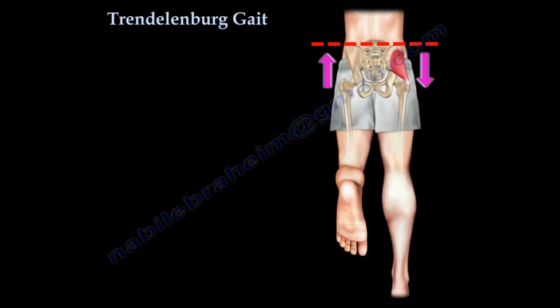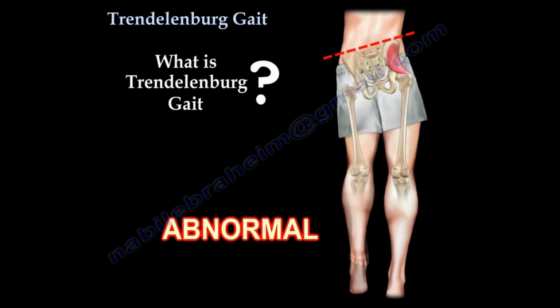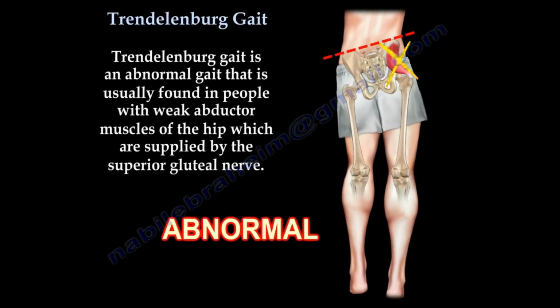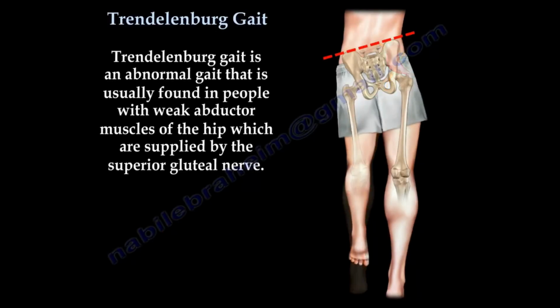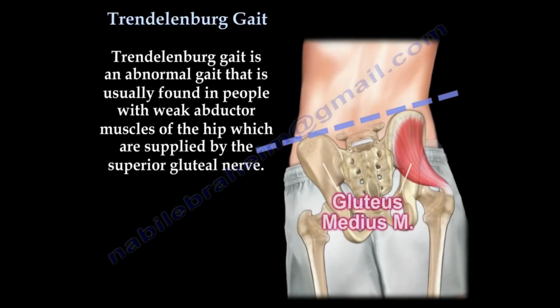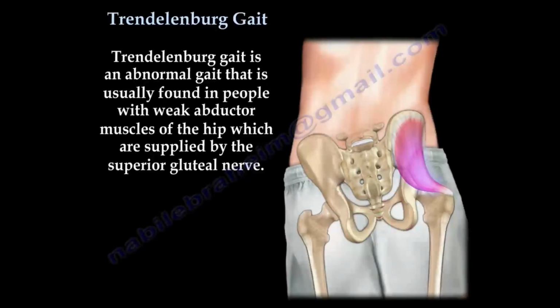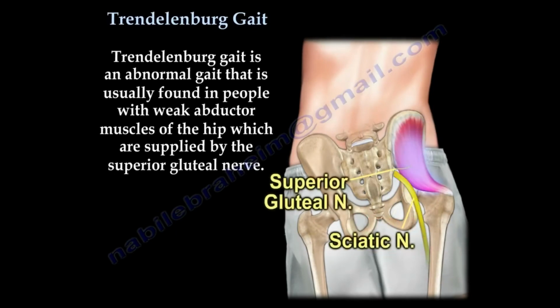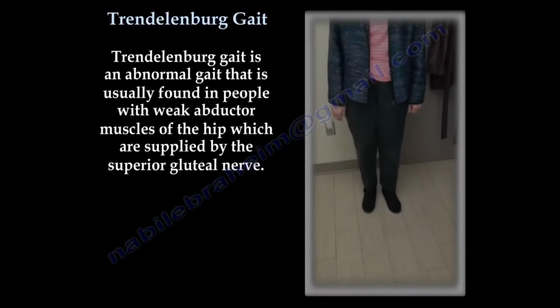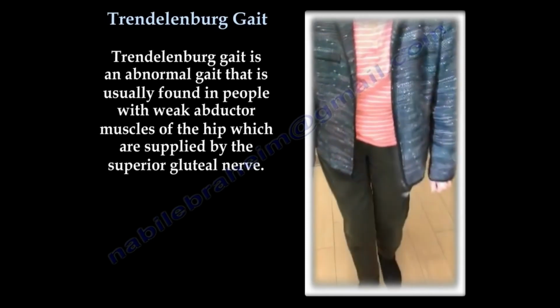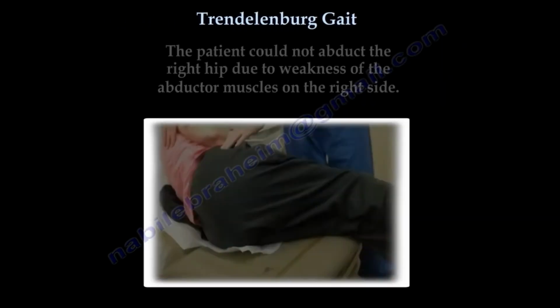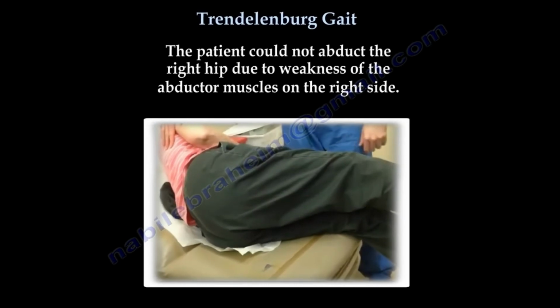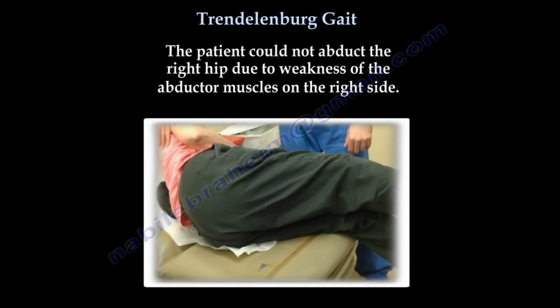What is Trendelenburg gait? Trendelenburg gait is an abnormal gait that is usually found in people with weak abductor muscles of the hip, which are supplied by the superior gluteal nerve. Here you can see a patient example of Trendelenburg gait. The patient could not abduct the right hip due to weakness of the abductor muscles on the right side.